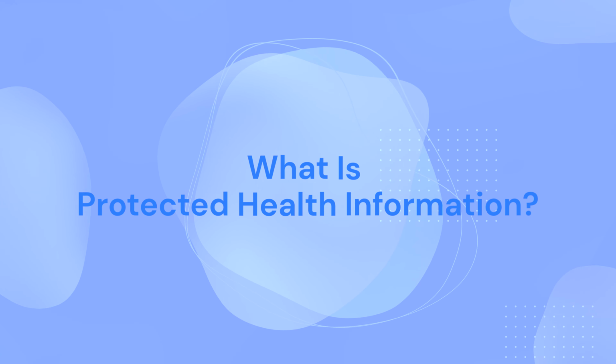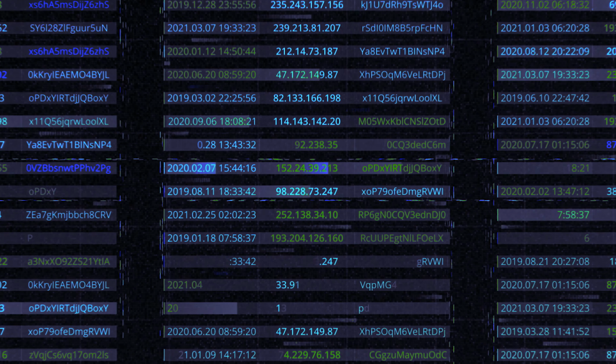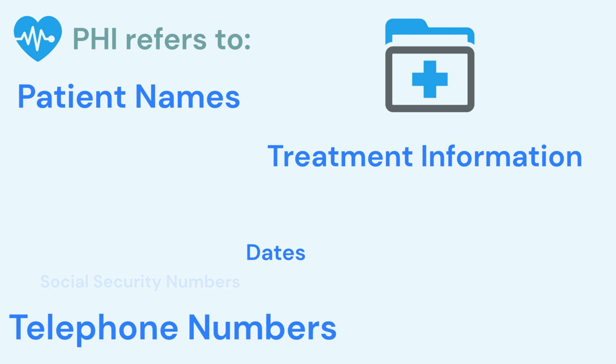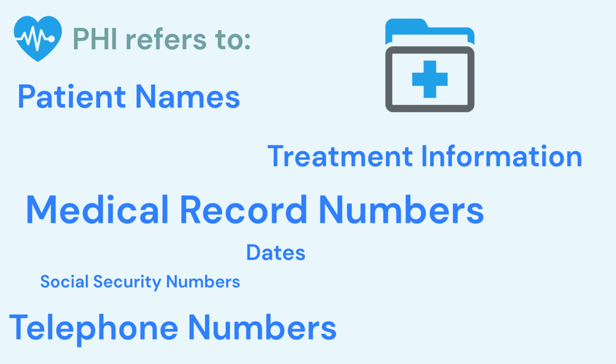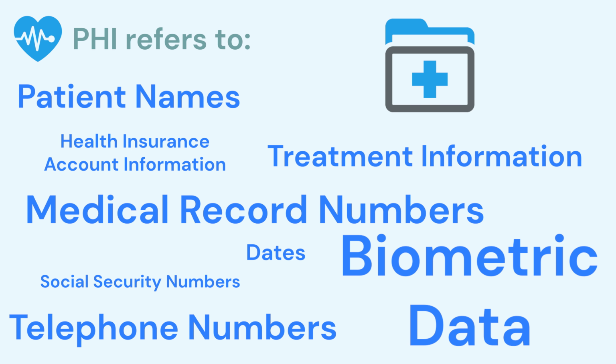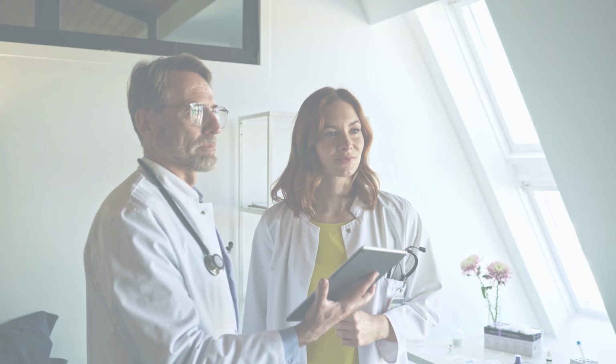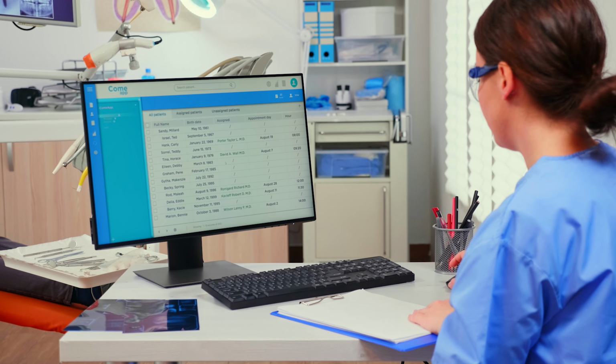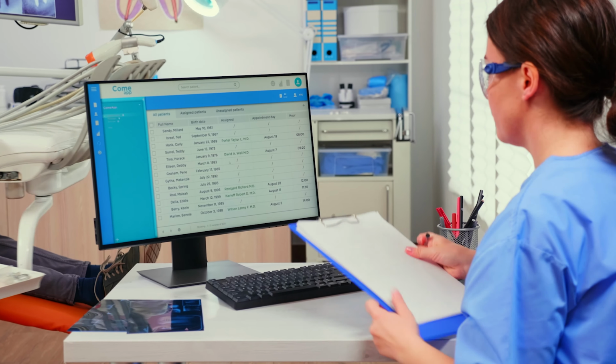What's protected health information? Well, there's a long list of PHI that could mean that you are a covered entity under HIPAA. But generally, PHI refers to things like patient names, dates, treatment information, telephone numbers, social security numbers, medical record numbers, account information from health insurance accounts, all the way through to things like biometric data. In short, if you're a digital health company, the chances are that you are storing or utilizing PHI, which means that you need to have in place on the back end all of the relevant processes, and you need to build your software with HIPAA compliance in mind.